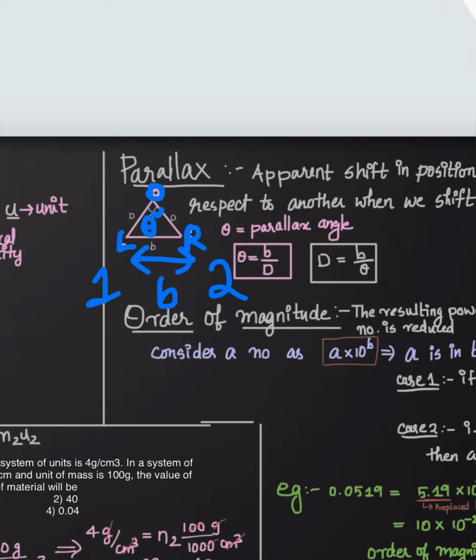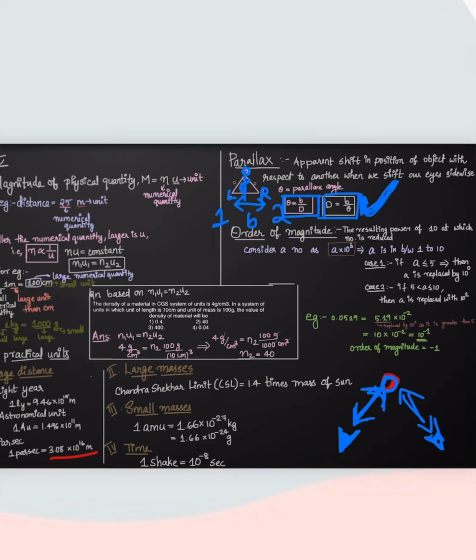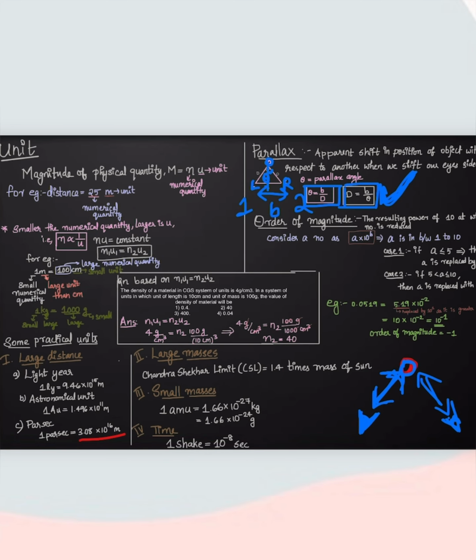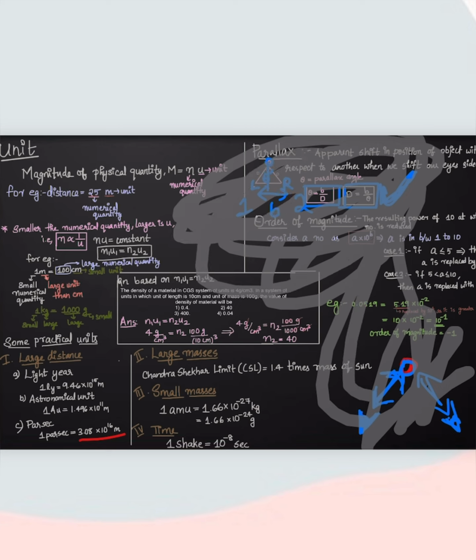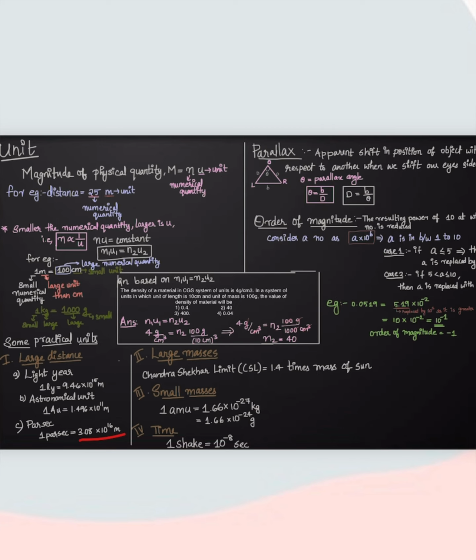Theta is equal to b by d, that is, theta equals opposite side by hypotenuse. From this we can get d is equal to b by theta. You have to study this. This is the parallax method. When we shift the point of observation, we can find the distance of the object from the observer. Then comes the order of magnitude.